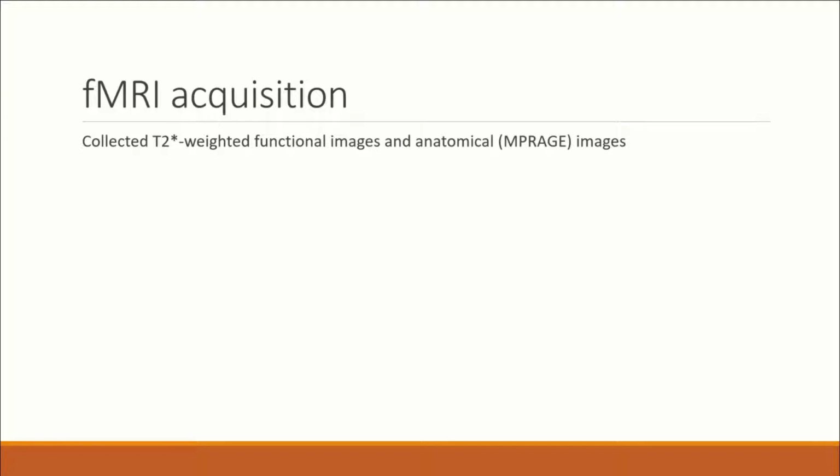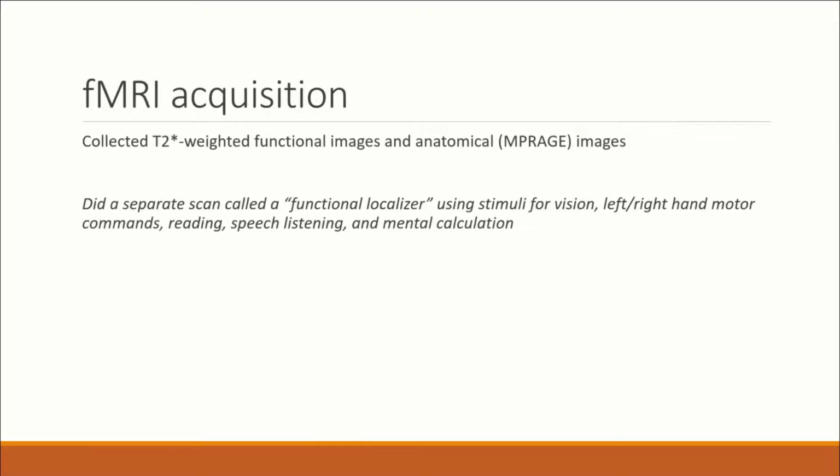The researchers collected T2 star-weighted functional images during the task, as well as non-functional anatomical images. They also did something called a functional localizer in order to locate brain areas involved in vision, left and right hand motor commands, reading, speech listening, and mental calculation. And this will be important later for the analyses.